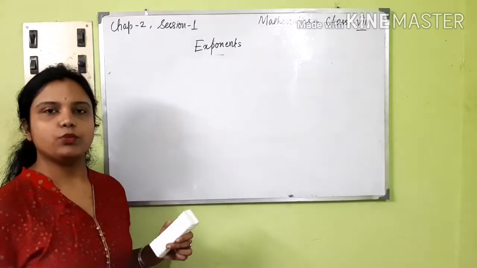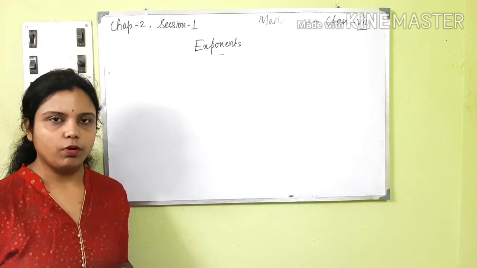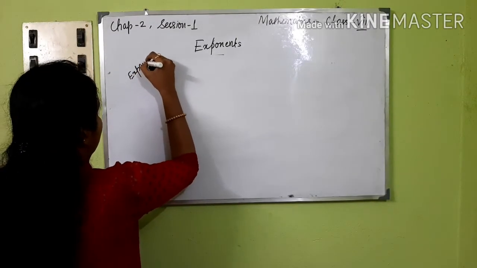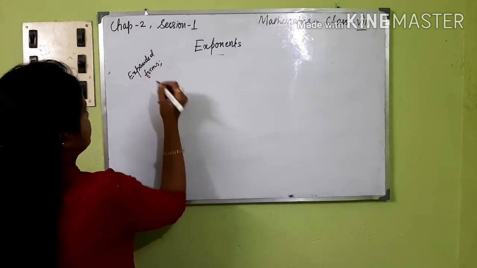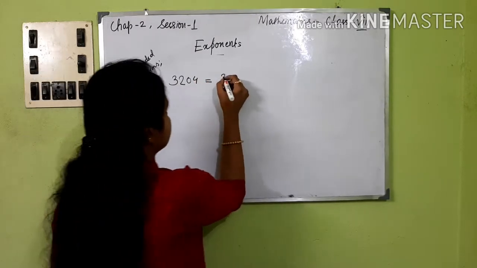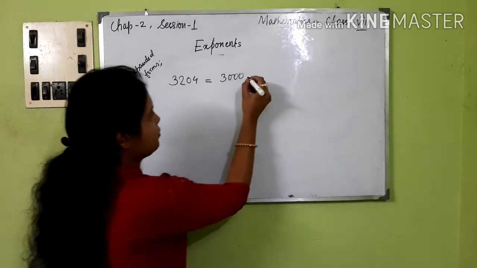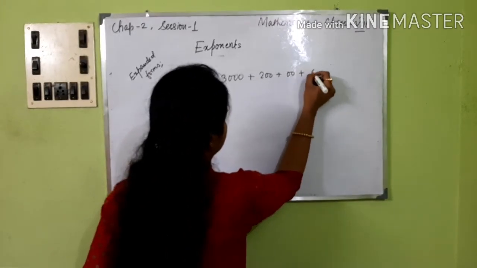Now, let's start with the expanded form of decimals and the standardized form of decimals. Okay, so first let me start with the expanded forms. Okay, so let's take for example 3204. Now this is, before in the lower classes we used to do this, right, in the expanded form. 3000 plus 200 plus 00 plus 4.